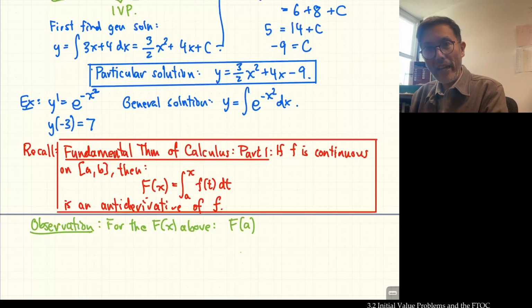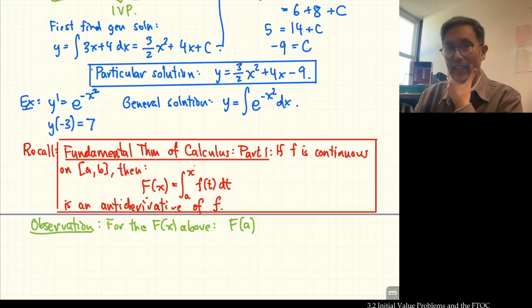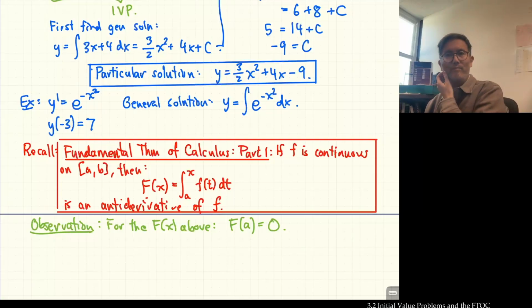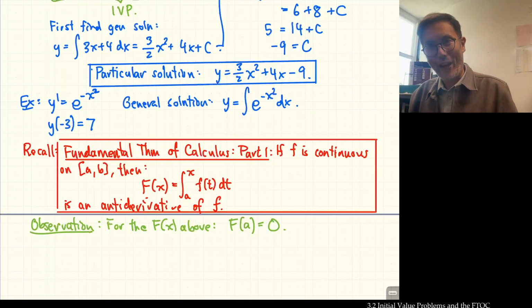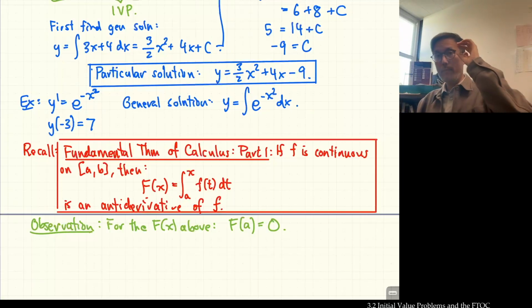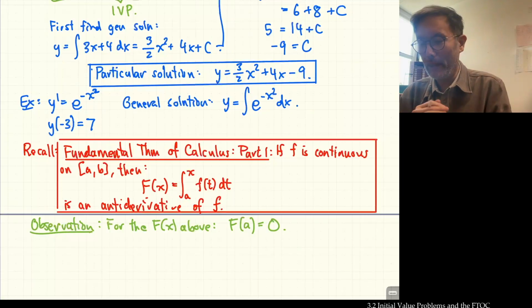Let's think. F of a is the integral from a to a, right, of f of t dt. In other words, an integral where the lower bound is the same as the upper bound. And what must be true about such an integral? It must be 0, right? And yeah, so if we know nothing else, we know that, and that's good. But that's going to help us. That really will help us, right?